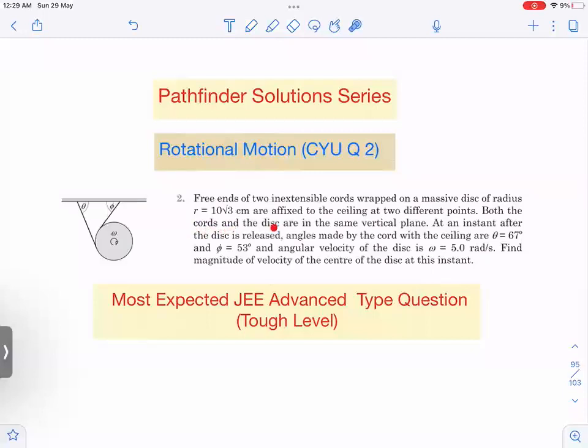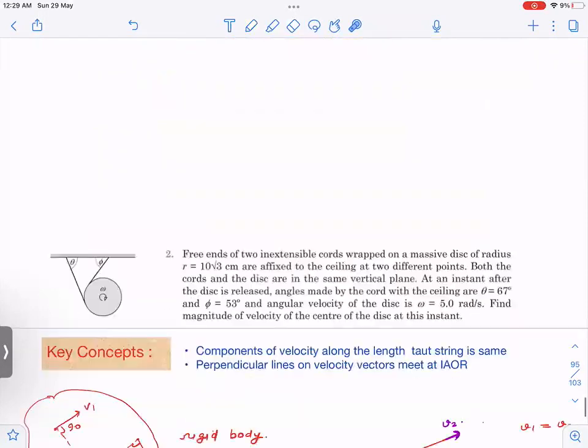Both the cords and the disk are in the same vertical plane. So everything is in the same vertical plane at an instant after the disk is released. So you are holding the system and then you release this. Angles made by the cords are theta equal to 67 and phi equal to 53. Angular velocity of the disk is 5. We need to find out the magnitude of velocity of the center of the disk at this instant, just after the system is released. So let us see how we solve this.